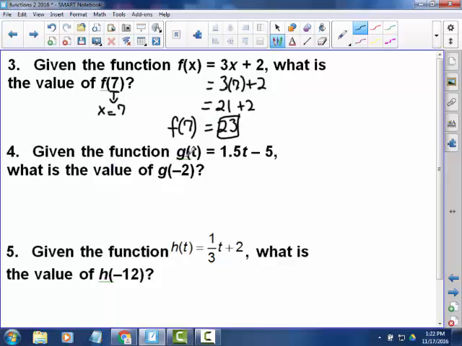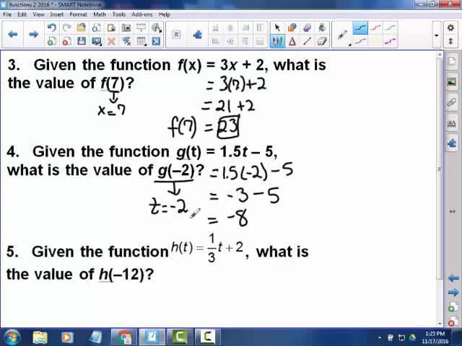Given the function g of t equals 1.5t minus 5, what is the value of g of negative 2? Same thing, g of negative 2 means that t is negative 2. So we replace t with negative 2. We'll get negative 3, and negative 3 minus 5 is negative 8. So g of negative 2 is negative 8.